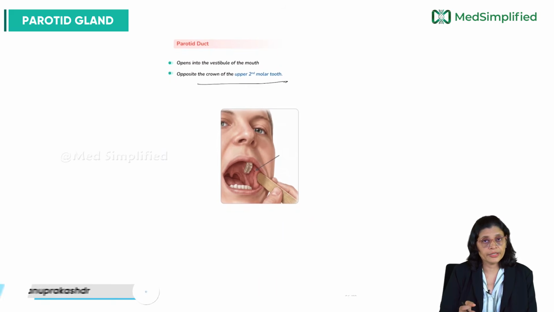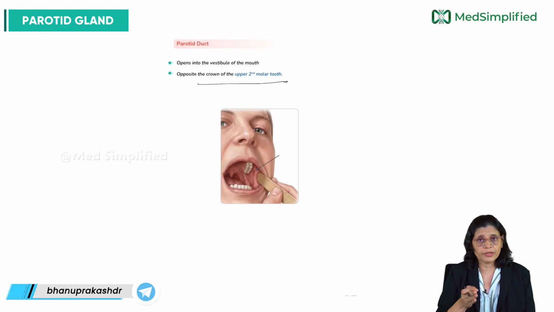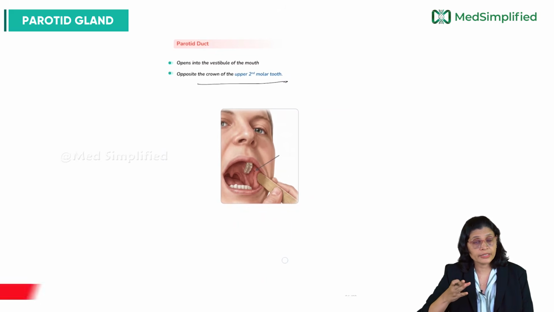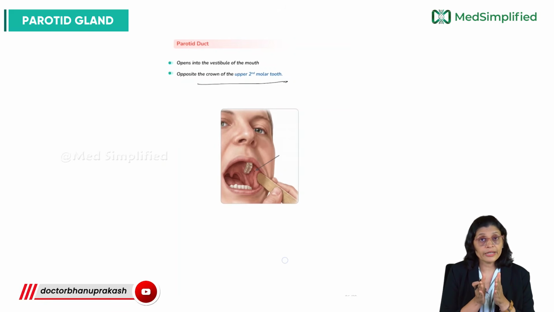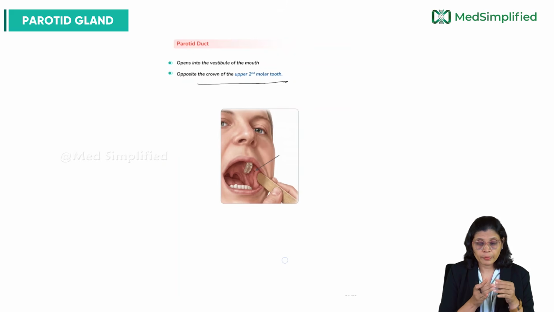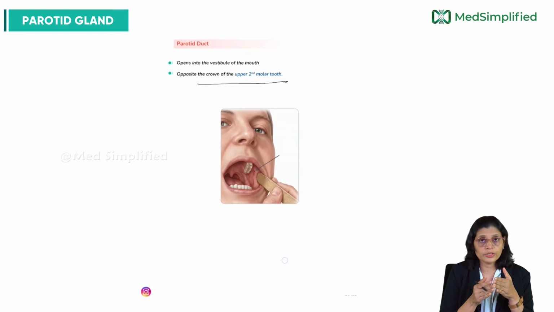So why does this parotid duct, instead of going just straight and opening opposite the crown of the second molar, have to take a very tortuous course? Why does it have to bend, one bend and then second and third? Basically, it is to prevent the inflation of the duct. So when can the duct get inflated? When there is excessive blowing of the mouth, as in trumpet blowing. In those cases the duct can get inflated. So to prevent that, the duct has a very tortuous course.